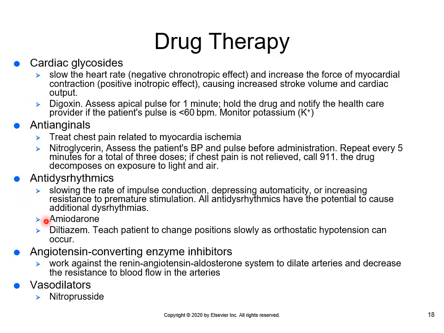Antidysrhythmics like amiodarone and diltiazem help with slowing the rate of impulse conduction, depressing automaticity, and increasing resistance to premature stimulation. This is anti-dysrhythmia. We did talk about dysrhythmia earlier on, when the rhythm of the heart is not normal. So we can use amiodarone and diltiazem to help get those dysrhythmias controlled to a normal rhythm. For diltiazem, we teach the patient to change position slowly because of the orthostatic hypotension that can occur as a side effect of the medication.